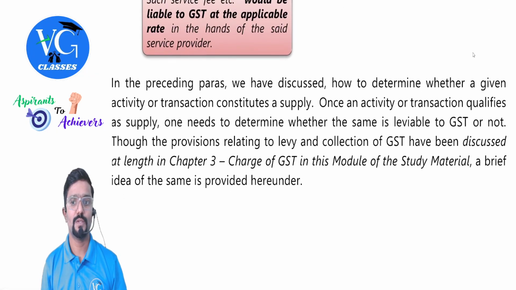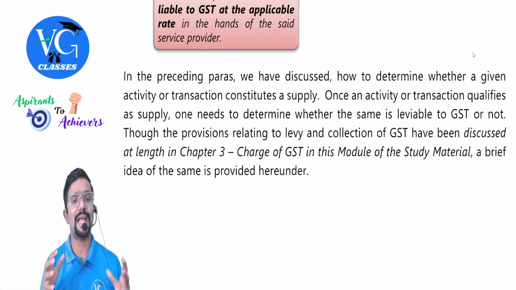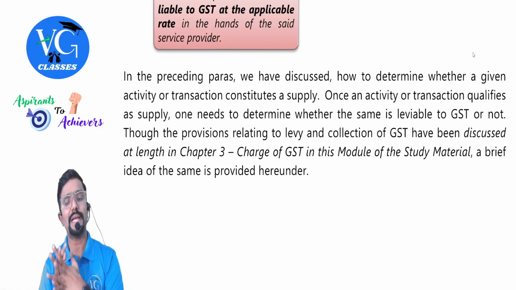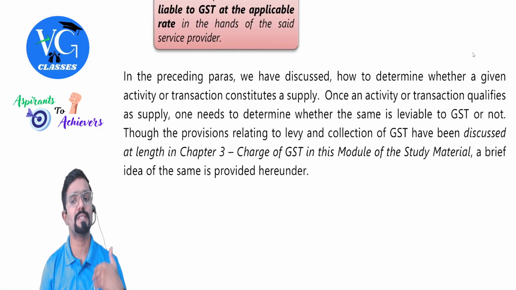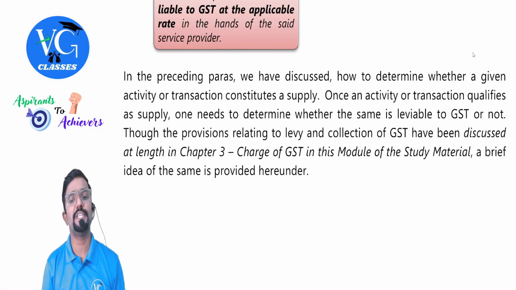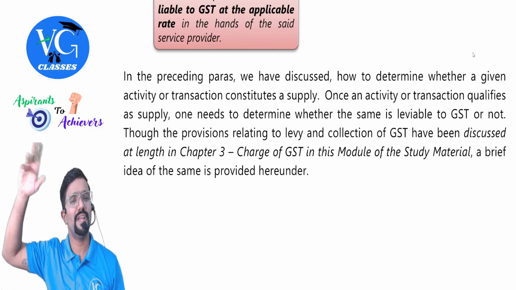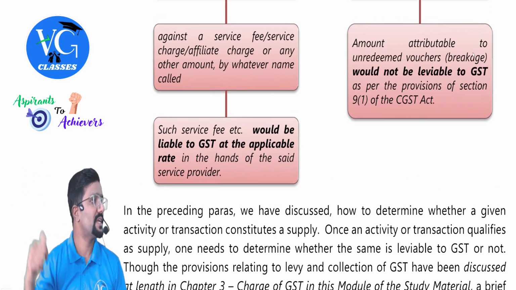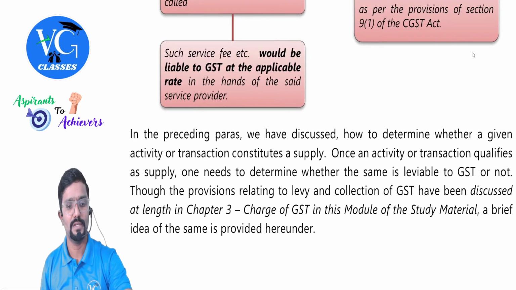Oh, fine. So in the preceding paras, we have discussed how to determine whether a given activity or transaction constitutes a supply. Once an activity or a transaction qualifies as a supply, one needs to determine whether the same is liable to GST or not. Though the provisions relating to levy and collection of GST are discussed in chapter 3, guys. Wherever they are mentioned, even section 9 and all, those things we will be learning in the next chapter. Is that clear? Yes. Sure.